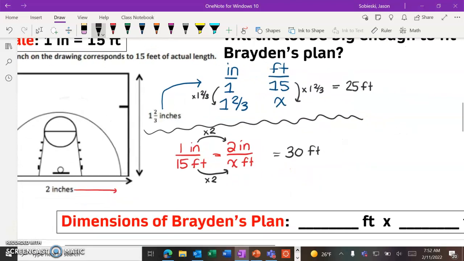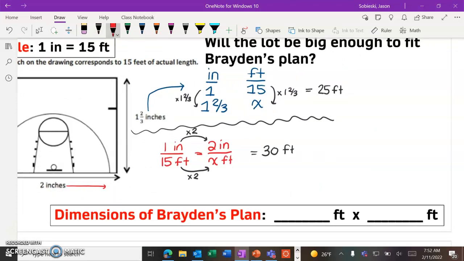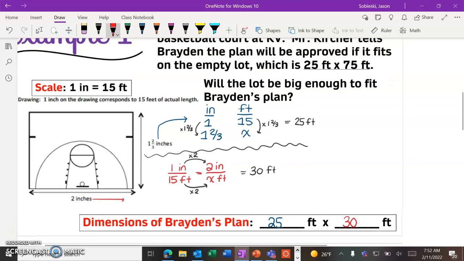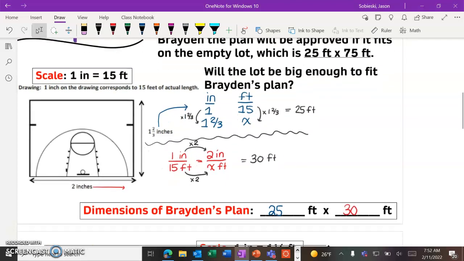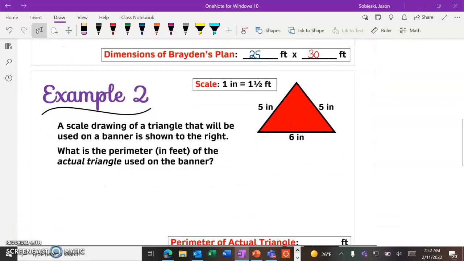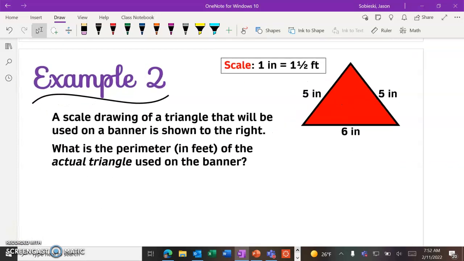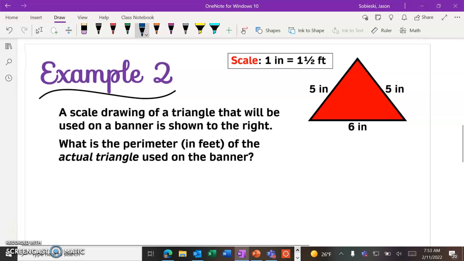Okay, so just from these two ways, the dimensions of the plan would be 25 feet by 30 feet. So this would definitely fit in the open lot at Keith Valley, so that would be good. Okay, so if we look at the second example, we have this triangle that's going to be used on a banner. They show it in the scaled form, in inches, and we want to do the same thing that we did on the last slide and figure out what the dimensions would be in terms of feet.